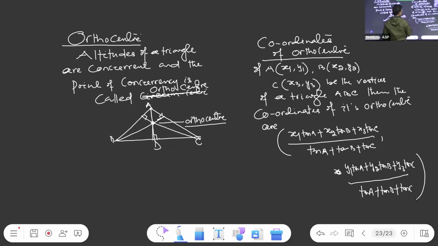We will not use this formula to calculate the orthocenter of the triangle, rather we will use the concept that the slope of this one and the slope of this one is equal to -1. After teaching you the slope concept, I will teach you how to find the coordinates of the orthocenter of the triangle, right?